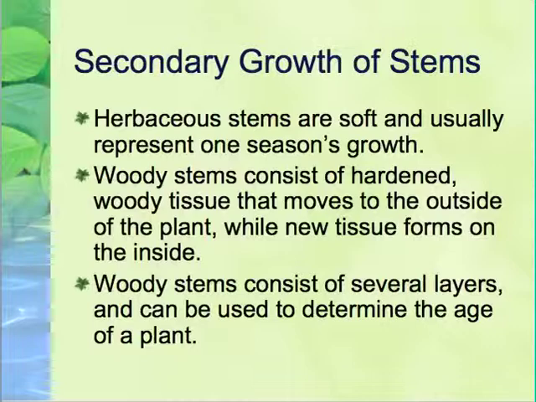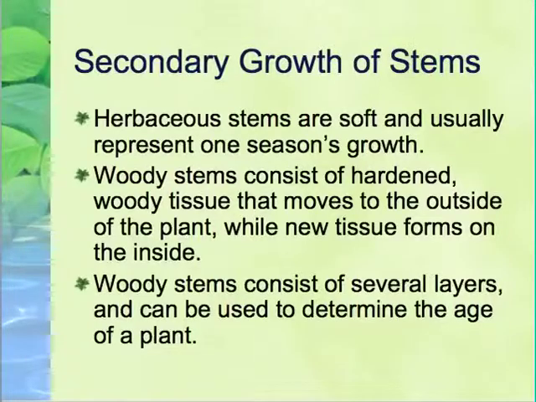Herbaceous stems are usually soft and represent only one season's growth, whereas woody stems consist of hardened woody tissue that starts in the outside of the plant and forms new wood on the inside. And I'm going to go ahead and tell you now that comment is a little confusing because we are going to have an area of tissue in woody stems on the outside, and tissue will grow from that ring. Well, it actually grows in both directions, but primarily we start on the outside and grow our way in, giving us outer layers. Okay, so the outer layer of a woody stem is actually the youngest layer of a woody stem.